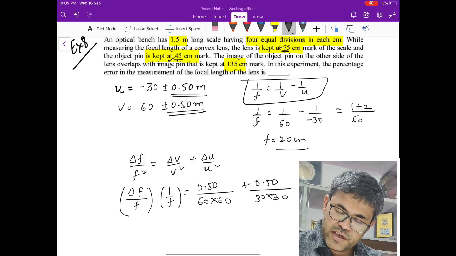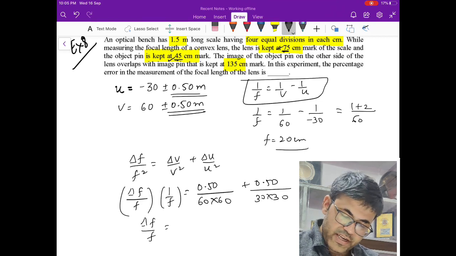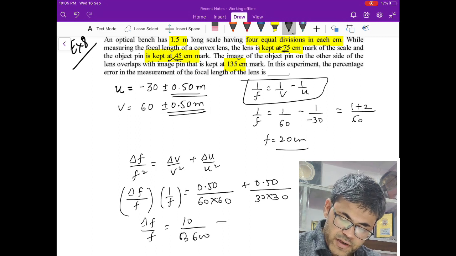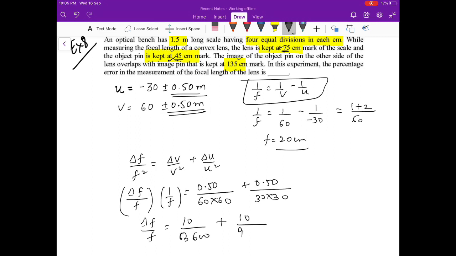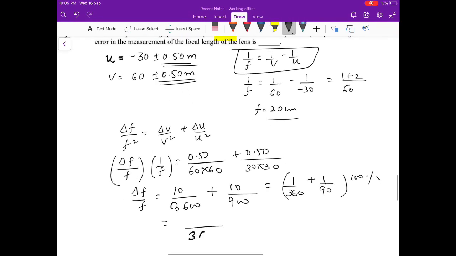And this 1 by f I can take it here. So delta f by f would be, f is what you have, 20 into 0.5, that is 10 upon 3600. This is again 10 upon 900. So it is 1 by 360 plus 1 by 90. And in percentage, you can multiply by 100%. So 360, I can take it here, 1 plus 4, that would be 5 into 100%. So this 0 goes, this is 50 by 36, or you can write it as 25 by 18%.